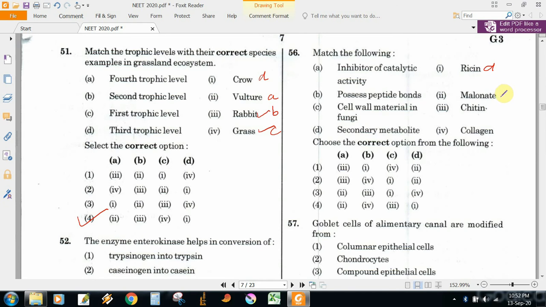Yeah, glad that I remembered it. So it is an inhibitor of succinate dehydrogenase enzyme, right? So malonate means it is A, and chitin, yeah, obviously C. It is the cell wall in the case of fungi, and collagen is a protein, and it obviously has peptide bonds. So B, right? So based upon this, if you look into the answer, the fourth one is the right option for this.